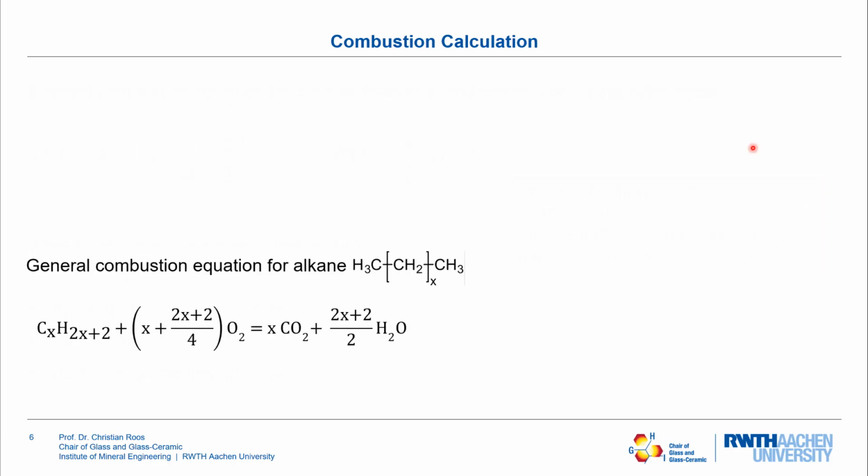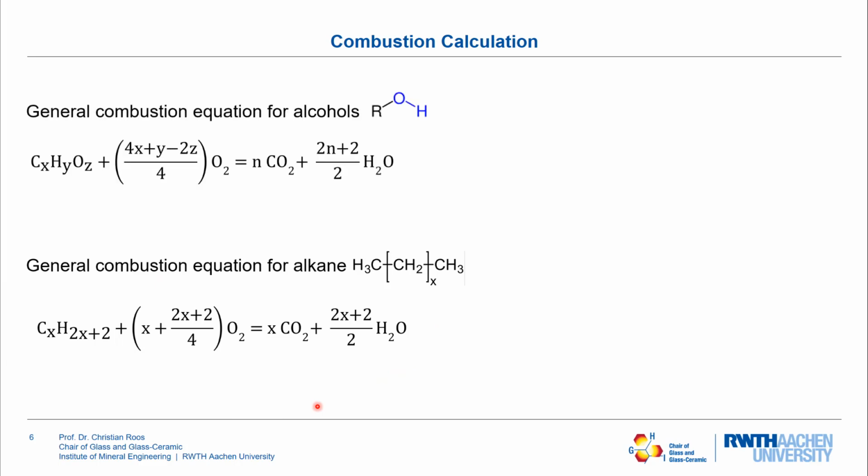If we specify the combustion equation, for instance for alkanes, we come to this equation. And if we specify the combustion equation for alcohols, we come to this generalized equation. These two equations are basically a simplification of the previously shown equation.